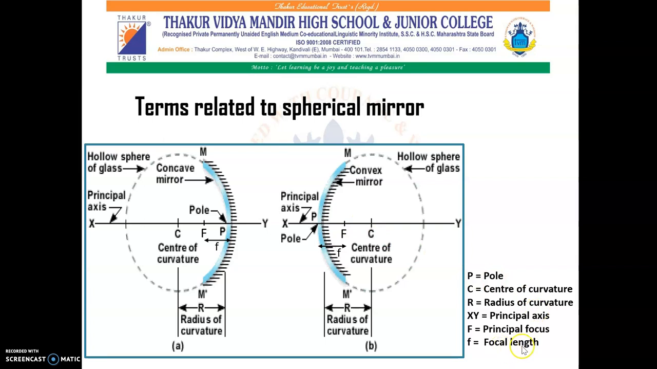Next is focal length. The distance shown by the small f between the pole and the principal focus of the mirror is called focal length. Over here you can see the distance indicated by the small f is the focal length of the mirror. This distance is half the radius of the curvature of the mirror.